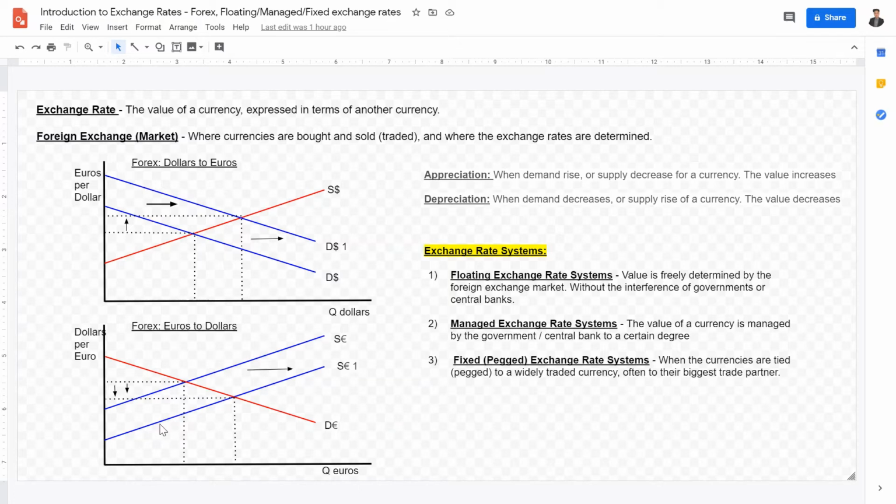Likewise, this is the demand for euros to dollars. So this is the same thing, but this is the dollars per euro, and it's the same thing.